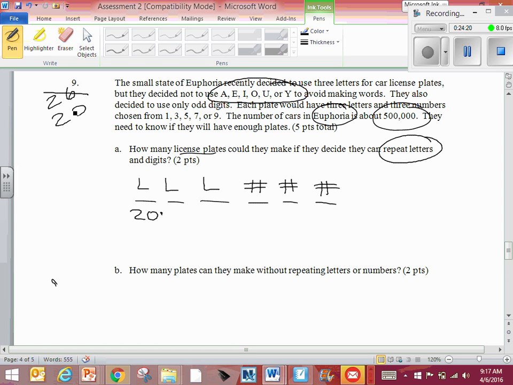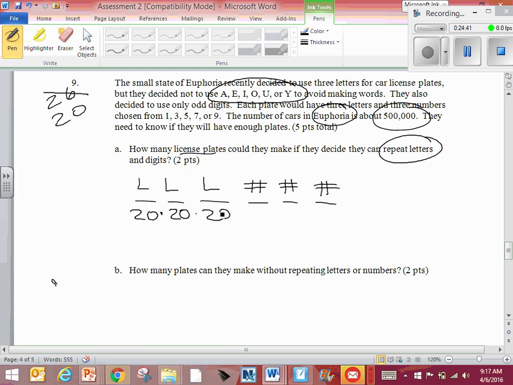Well, the first one would be 20 letters. For the second one, I put that letter back in. The second time I'm reaching around, I'm still choosing out of 20 letters. So my second choice is out of 20 letters. And of course, for your third choice, you get to put it back, you get to repeat. Your third choice is out of 20. So it's probability.